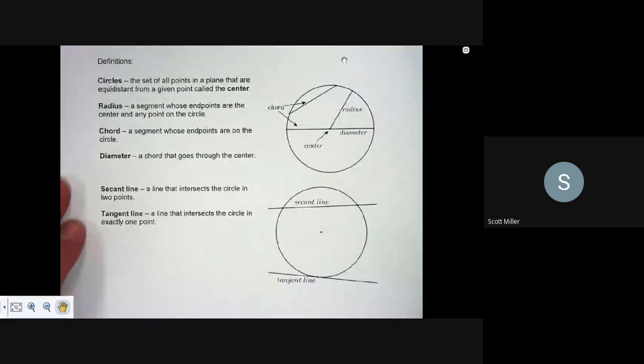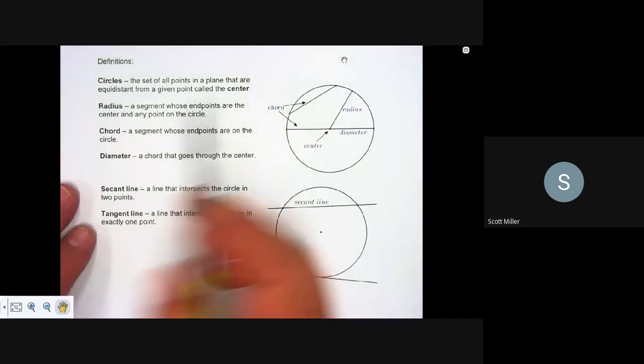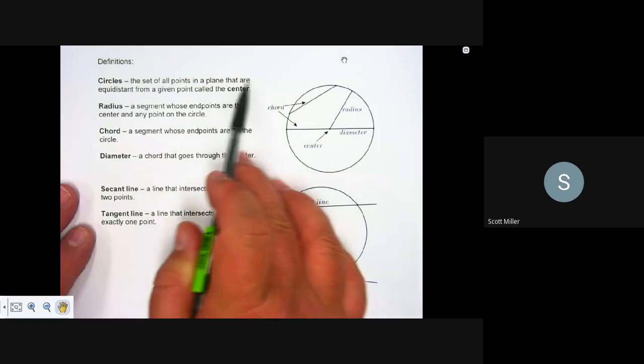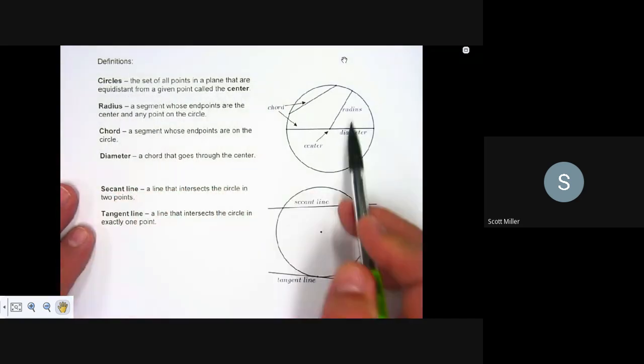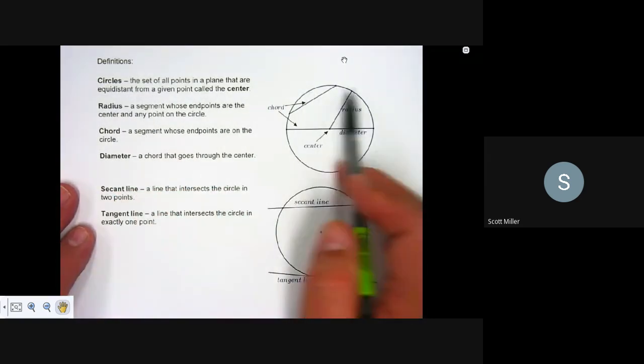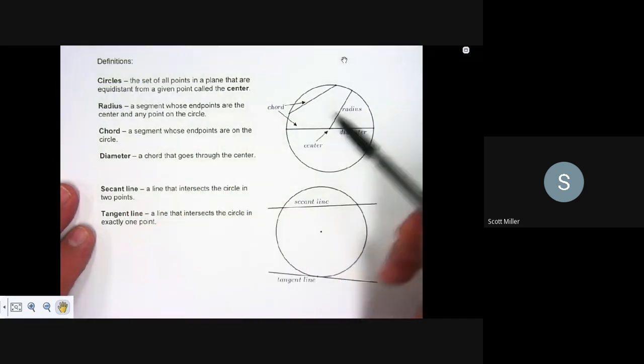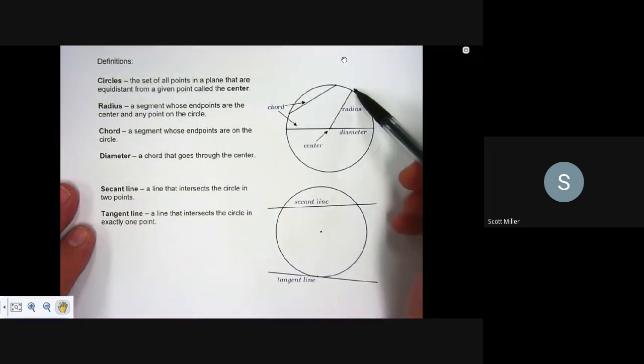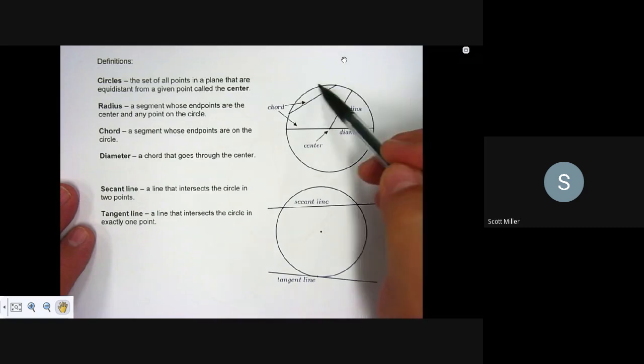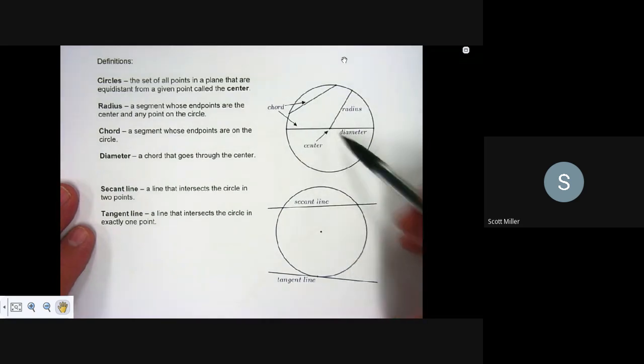All right, let's look at the next thing over here. Here's some definitions that you may or may not have known that we're going to be talking about in here also. We have the circle, the definition, which I said earlier, is the set of all points in a plane that are equal distance from a given point called the center. So that is the circle. There is the center. The radius is a segment whose endpoints are the center and any point on the circle. So I can do any point on the circle and connect it to the center, and that is a radius.